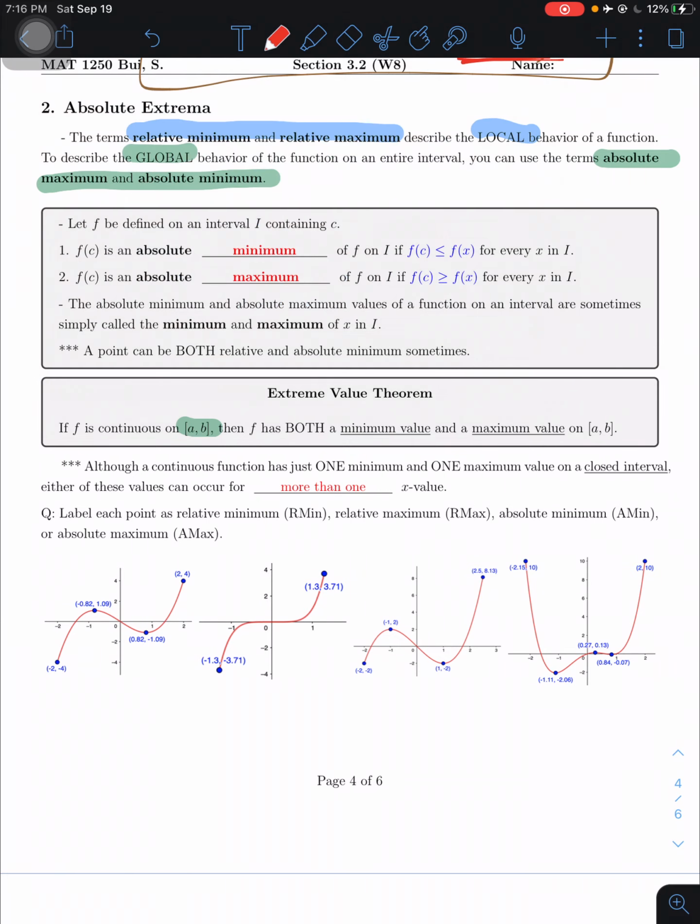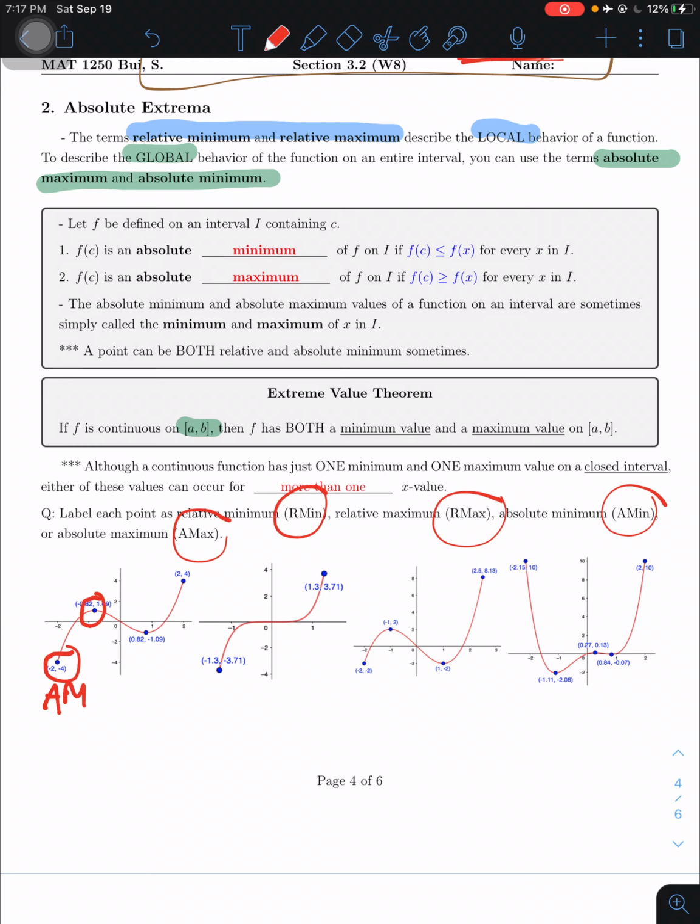Okay, so we have to label each of the points as one of the 4 notations, right? So this point here, because it's the lowest point in the red curve, I'm going to say that this is an absolute minimum. So this is A min, or okay, I'm going to do AM for short, okay?